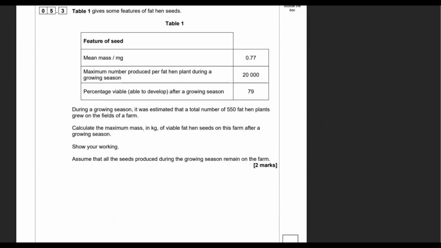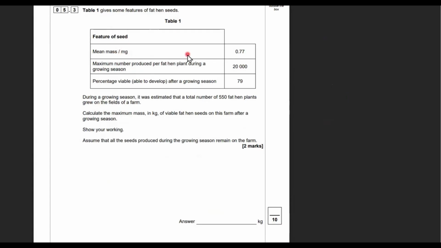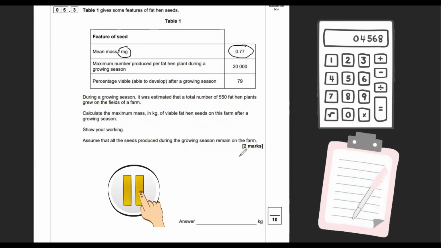Right, 5.3. Table 1 gives some features of fat hen seeds. Mean mass in milligrams is 0.77. Maximum number produced per fat hen plant during a growing season is 20,000. Percentage viable, able to develop after a growing season, is 79. During a growing season, it was estimated that a total number of 550 fat hen plants grew on the fields of a farm. Calculate the maximum mass in kilograms of viable fat hen seeds on this farm after a growing season. Show your working. Assume that all seeds produced during the growing season remain on the farm. It's worth 2 marks. Grab your calculator, pause the video, have a go at this one, then unpause and watch me go through the explanation with the calculation.